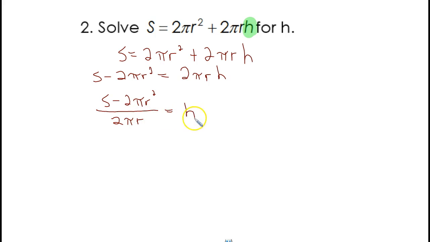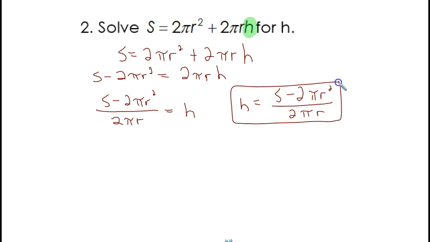And I have solved for h. Okay, so that's one answer. H equals s minus 2 pi r squared over 2 pi r. And I could circle that and say, hey, I've done it. H is by itself. I solved for it.